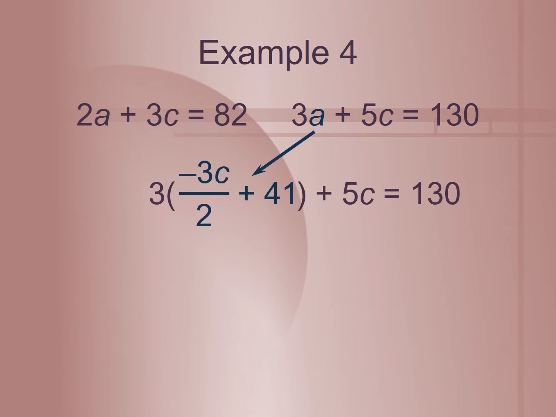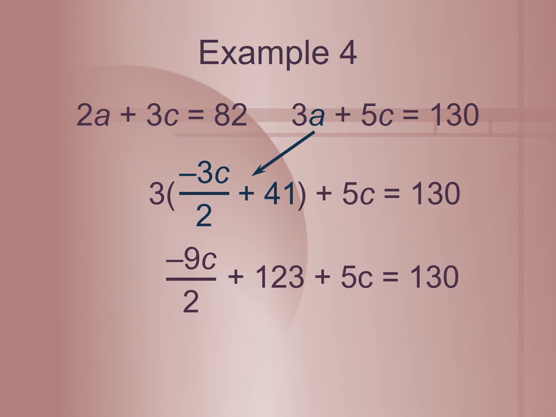So when I substitute that in, I'll have 3 times (-3c over 2 + 41), because that's what A was equal to. And then I still have the + 5c = 130. So we'll distribute this 3. So we'll have -9c over 2 + 123 + 5c = 130. Now that we distributed this 3, what we're going to do is try to solve this equation for C, because now I only have one variable.